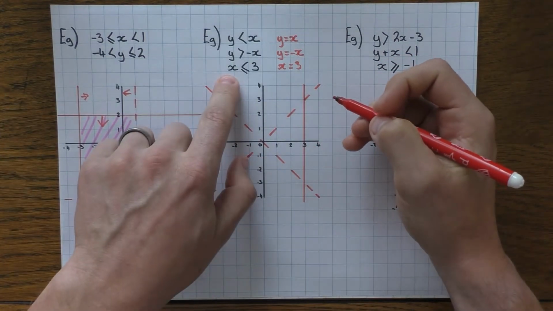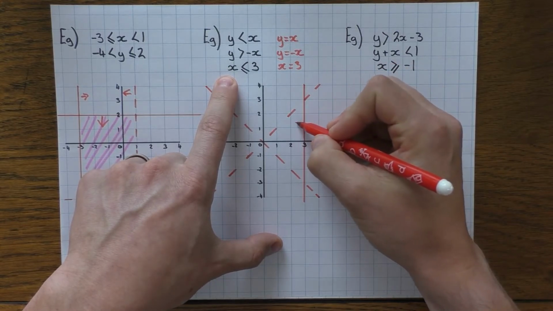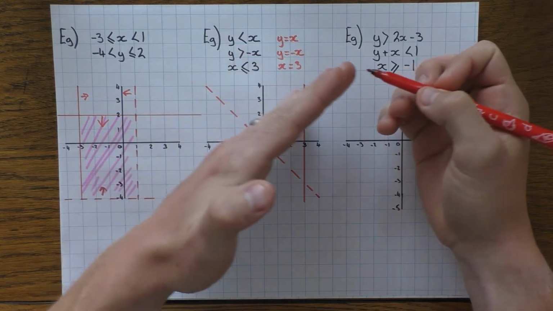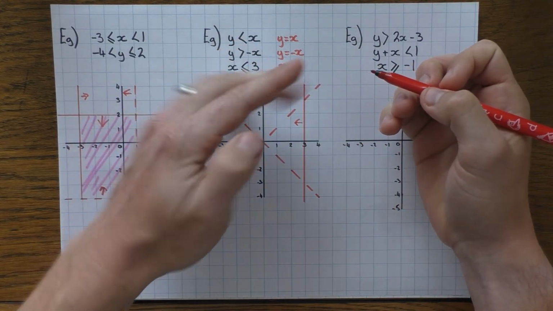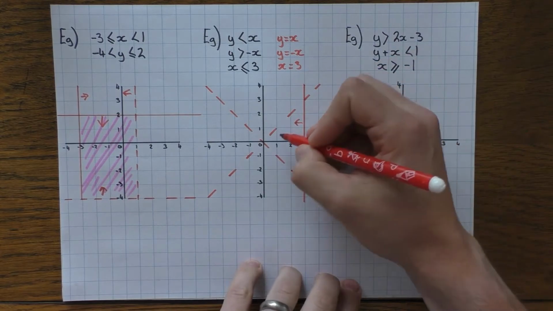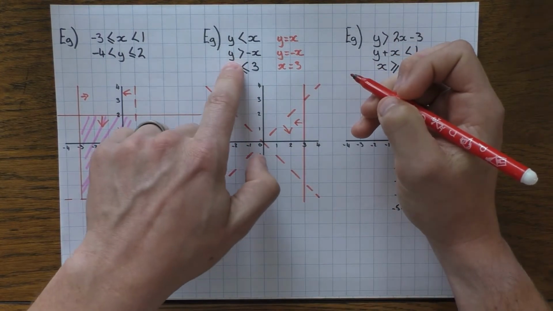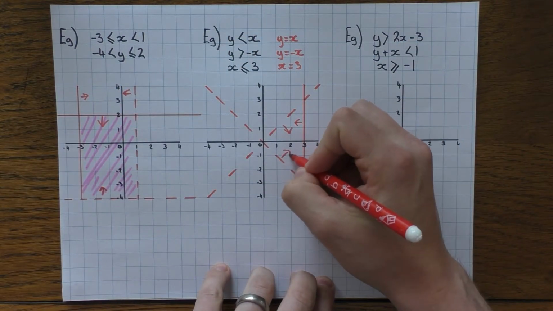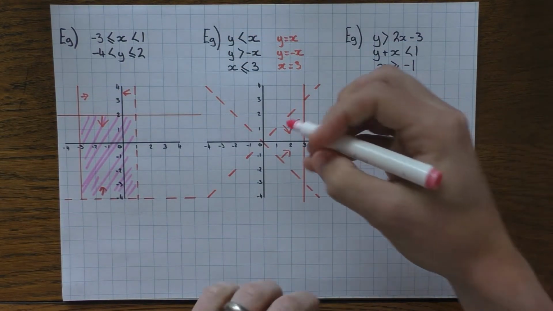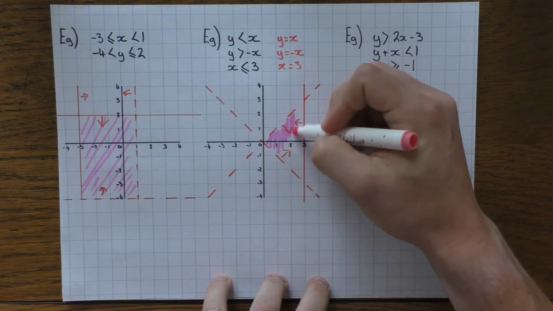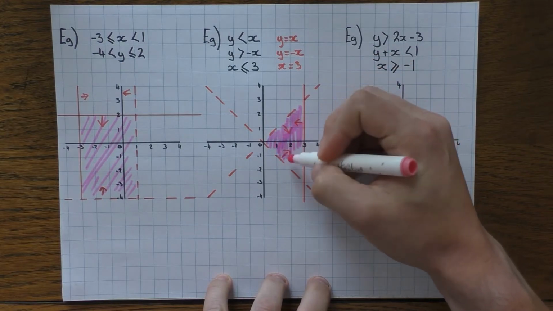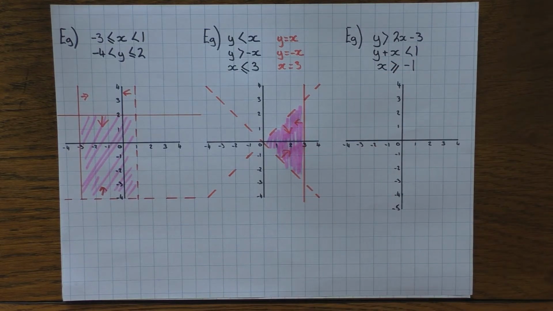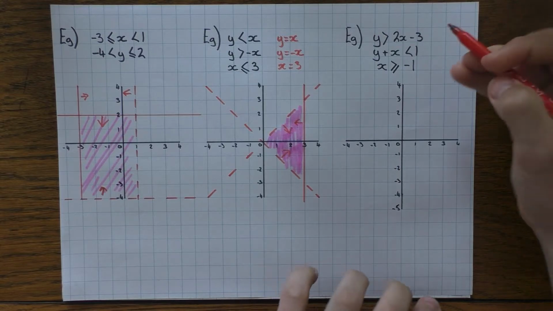Excellent. Okay. So x is less than 3, so it's going to be this way. y was less than x, so this was that line. If y is less than x, it's going to be below because it's less than. And this one, y was greater than minus x, so all the y values will be greater, so it's going to be up that way. In which case, if I shade that region in there, I've answered that question.